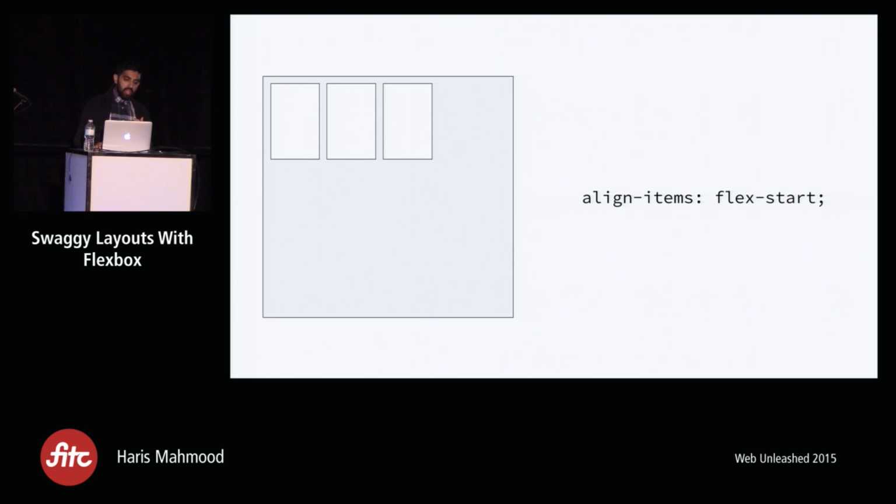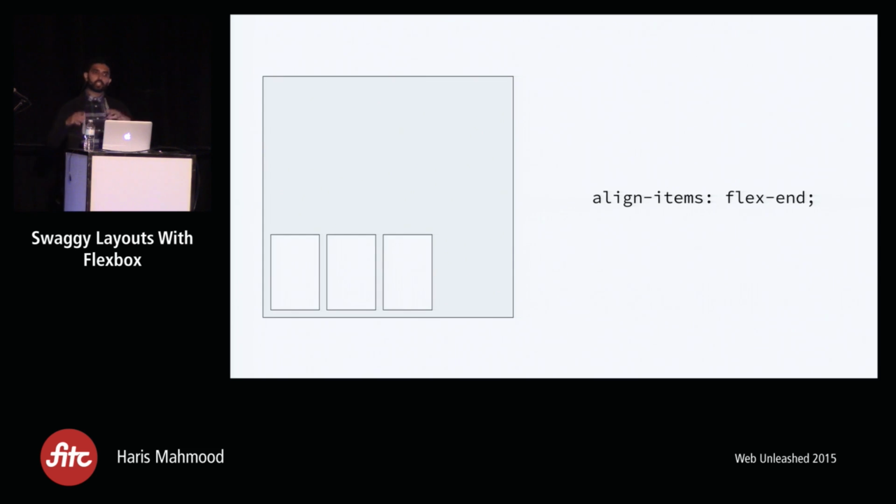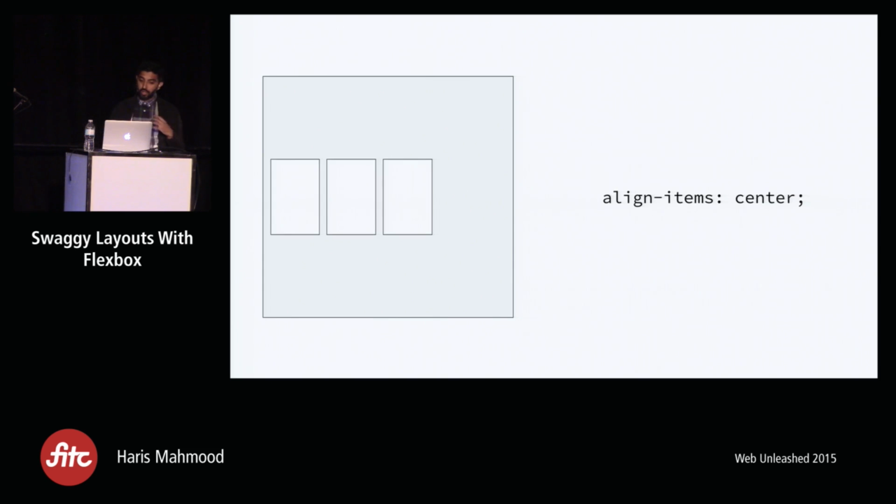Flex start. Then we've got flex end, so it aligns it to the bottom of your cross axis. Then we've got align items center. Super nice. Aligns them vertically. We'll get to that again in a sec. So easy. What?